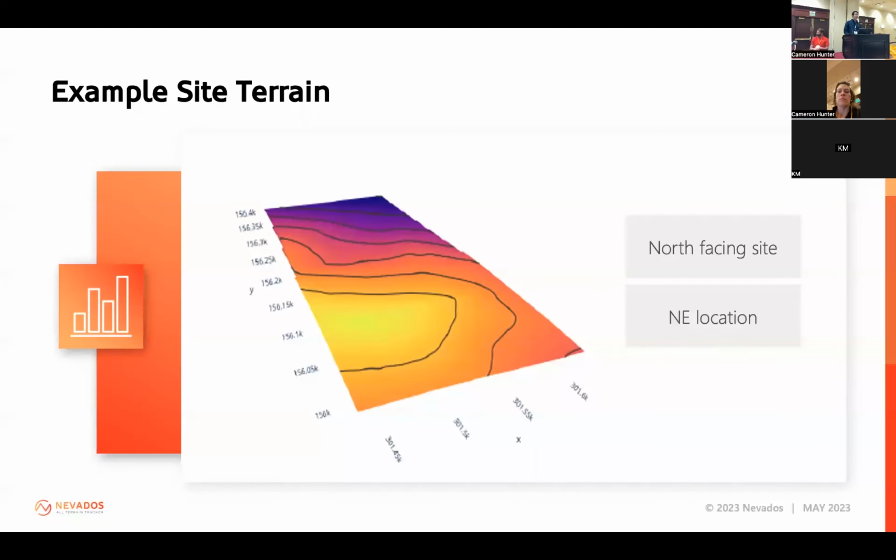Okay, so what we did is we took an example site. We have some contour lines here. This is basically a site that faces towards the northeast. And so just like Laura mentioned, if you have a site aspect in the northerly direction, you're going to have some amount of loss associated with that.